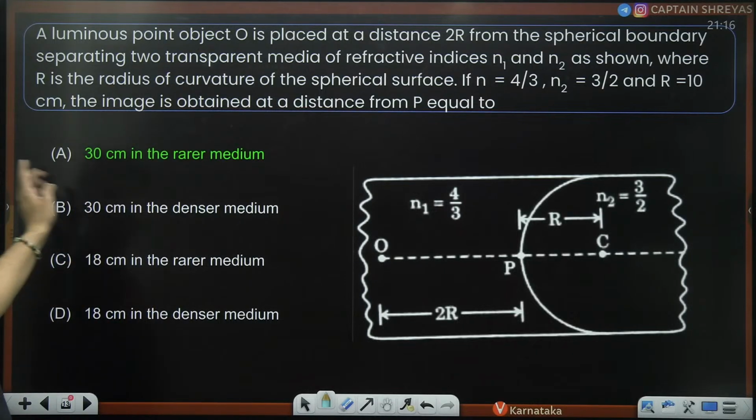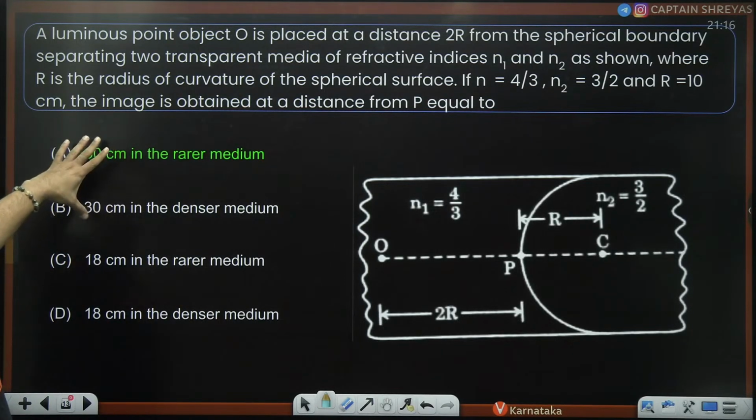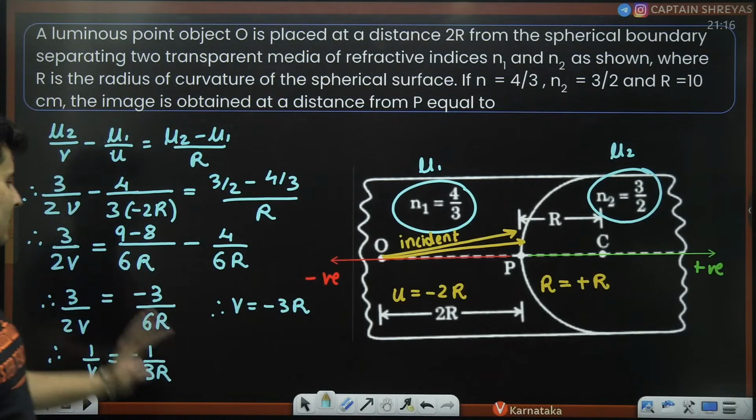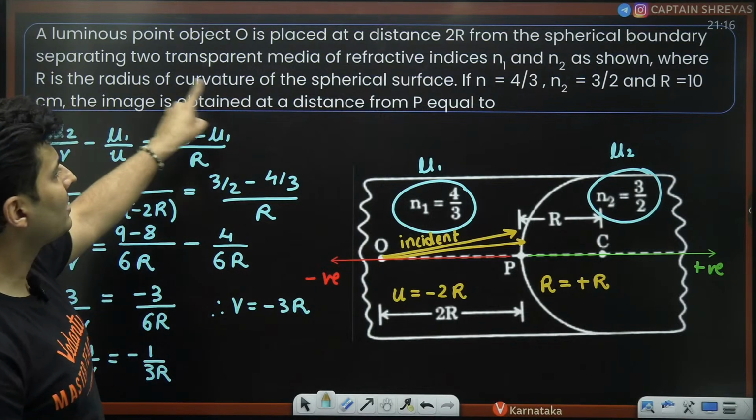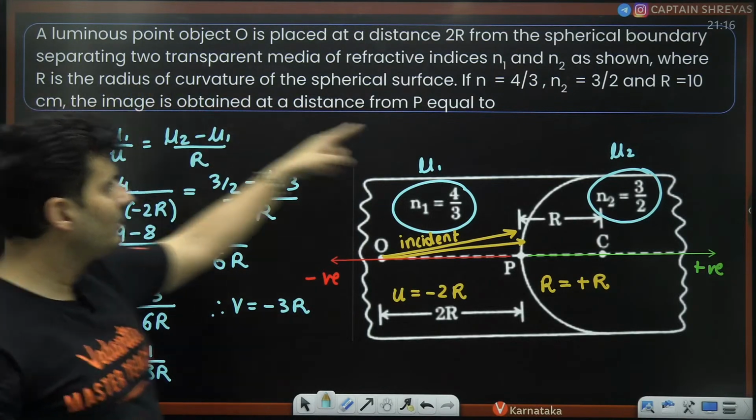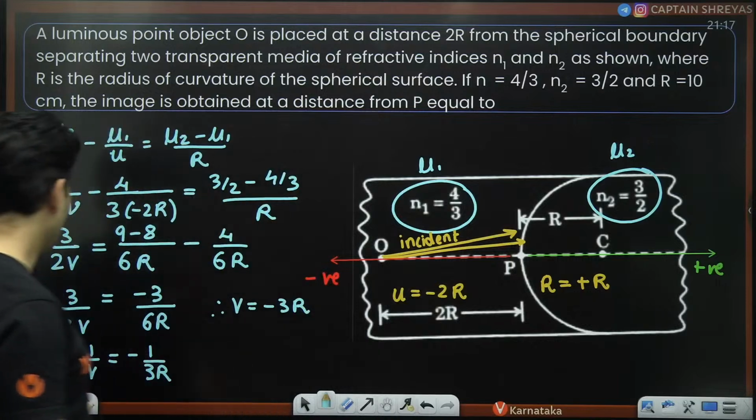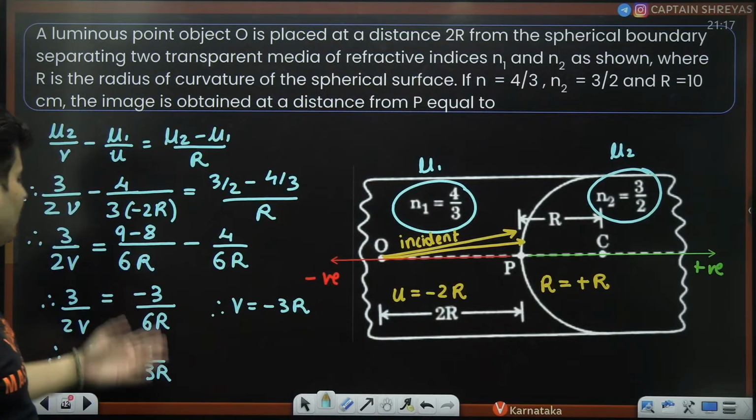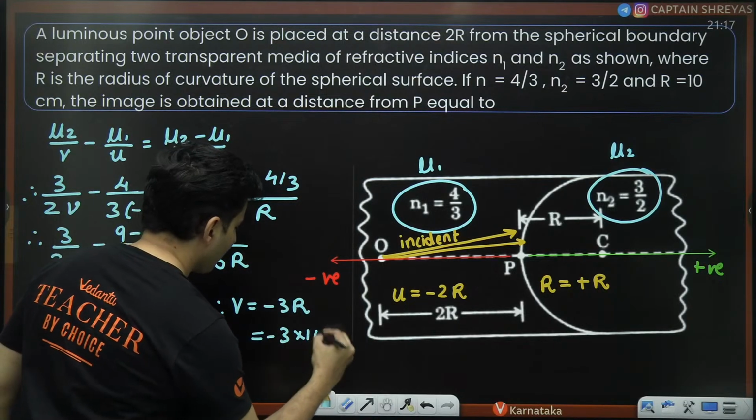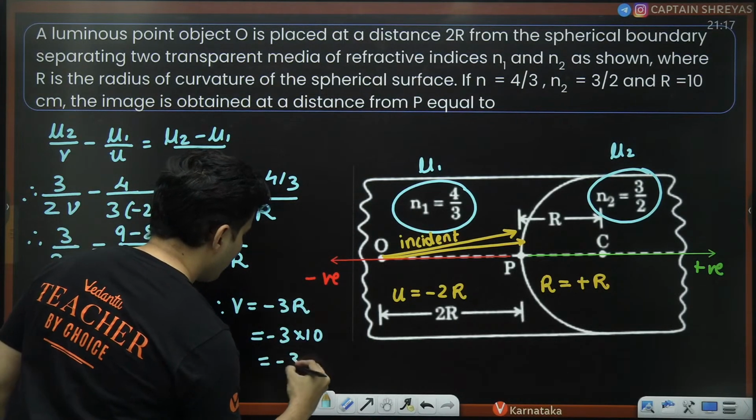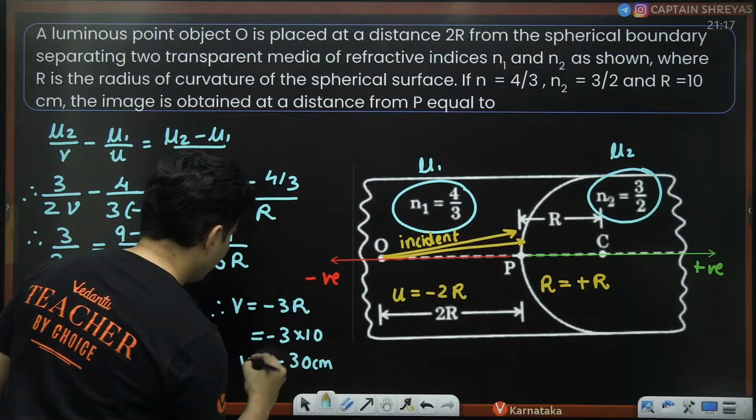I think the answer options given here are slightly wrong, because r is not mentioned, if I'm not wrong. Basically it is 3r, unless r was given to be 10 centimeters. Is r given to be 10 centimeters somewhere? Oh yes, r is given to be 10 centimeters. Perfect. So if r is 10 centimeters, the answer is 30 centimeters. So definitely it will be minus 30 centimeters.